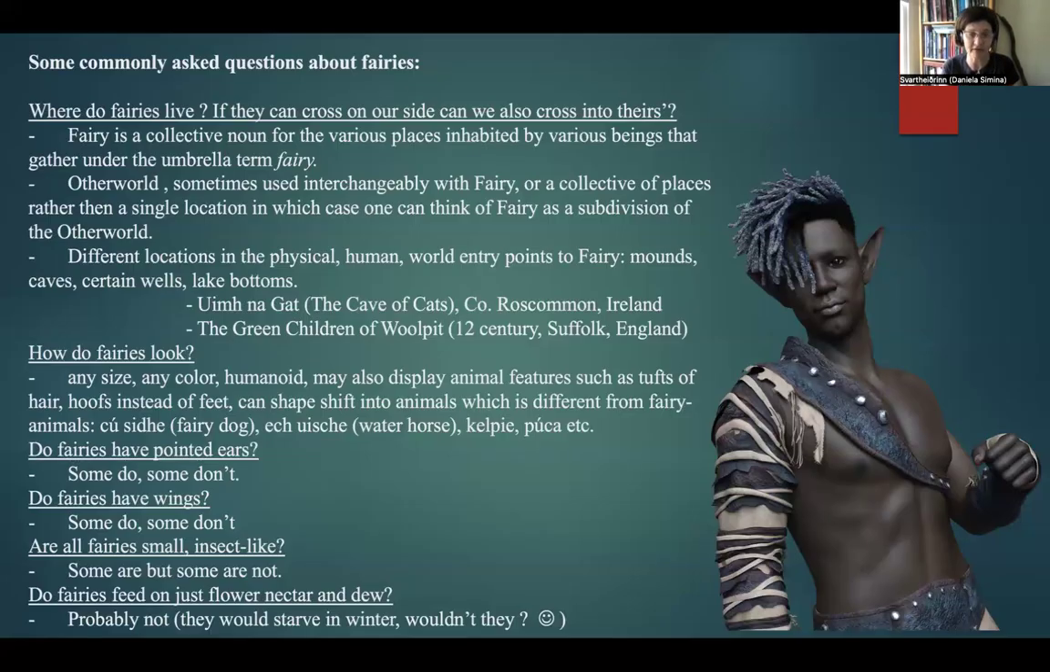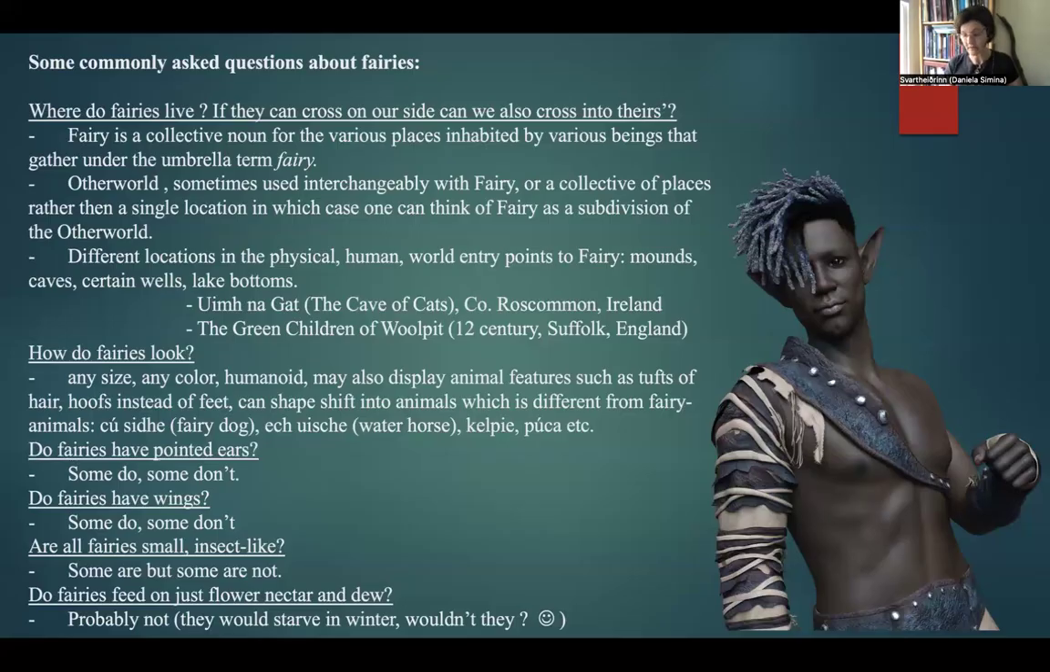Do fairies have wings? Same answer. Some do, some don't. Where does the winged fairy idea originate? In very old lore material, especially northwestern Europe, Romania as well, Central Europe, we do not really have mentions of fairies being winged. Yes, they can fly, absolutely. That was always the case. They can move around via air transportation, but not really with wings.